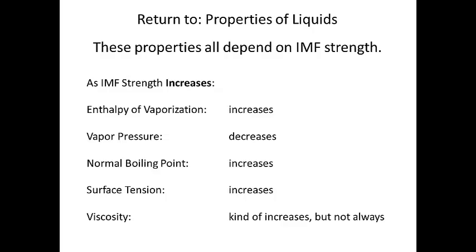So as we've talked about before, as intermolecular force strength increases, the enthalpy of vaporization will increase, vapor pressure will decrease because fewer molecules are in the gas phase, boiling point will increase, you need to raise the temperature more to get the vapor pressure to reach atmospheric pressure, and surface tension will increase with increasing molecular forces, and viscosity will kind of increase, but oftentimes not. There's not a very good strong correlation there.